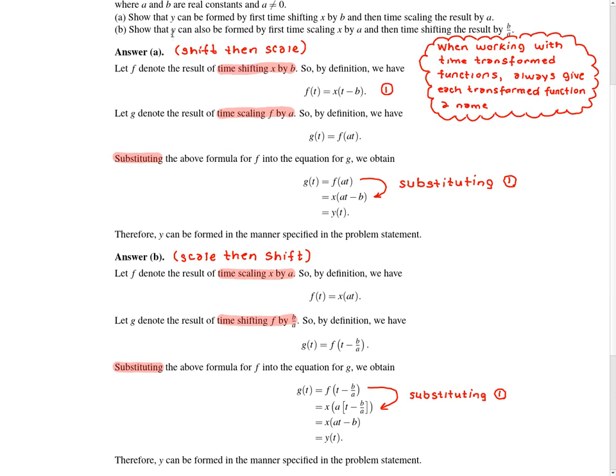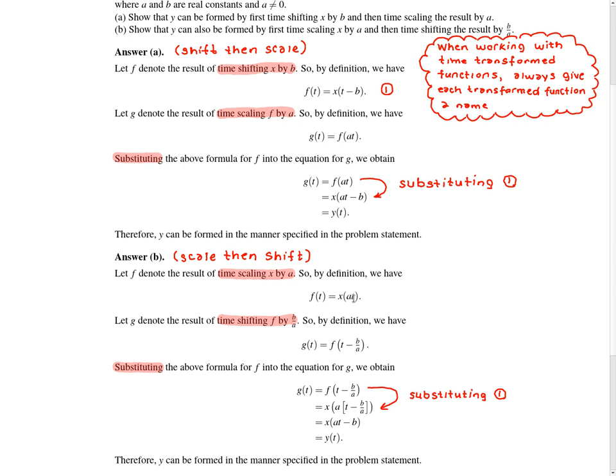So in part B, we want to show that if we first time scale x by a and then shift the result by b over a, this should give us y. So we just go through a similar process. We're going to start out with our function x, and then we're going to apply time scaling by a factor of a, because this is what the example is saying here. We're going to first scale x by a. So by definition, this just means we take our independent variable t and replace it by a times t.